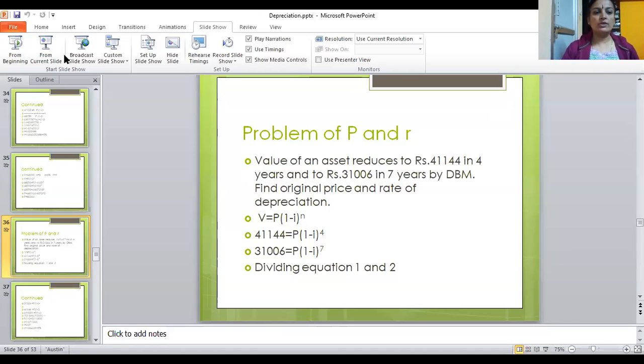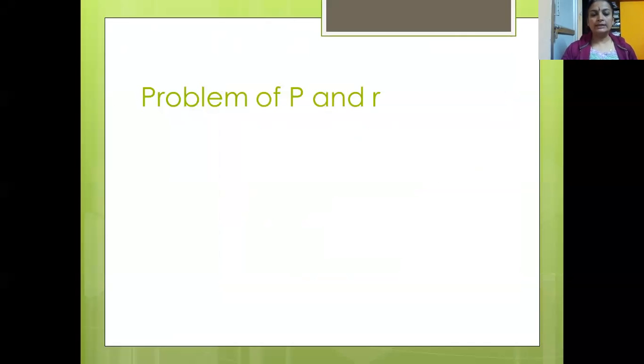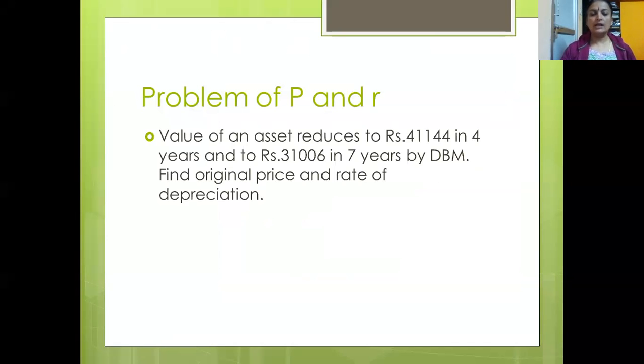Let us solve the problems with the help of slides. First, let us understand the problem. The value of an asset is reduced to 41,144 rupees in 4 years, so when n is equal to 4, V is 41,144. And it is reduced to 31,006 rupees in 7 years, so when n is equal to 7, V is equal to 31,006.